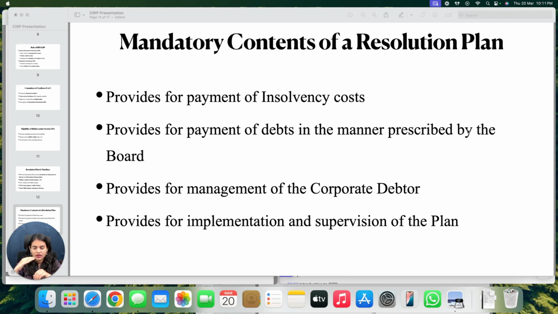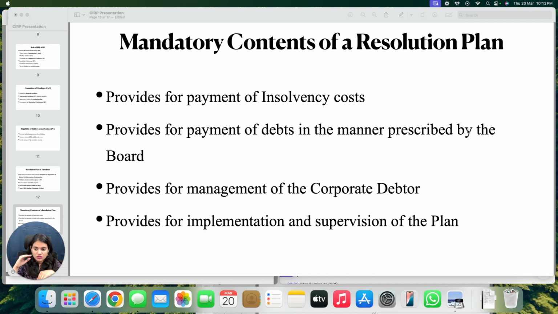After that, the financial creditors and other stakeholders may fall. And the resolution plan must necessarily include provisions for management of the corporate debtor subsequent to the conclusion of the CIRP. So it has to include clauses which provide who is going to be in control and management of the corporate debtor subsequent to the CIRP.